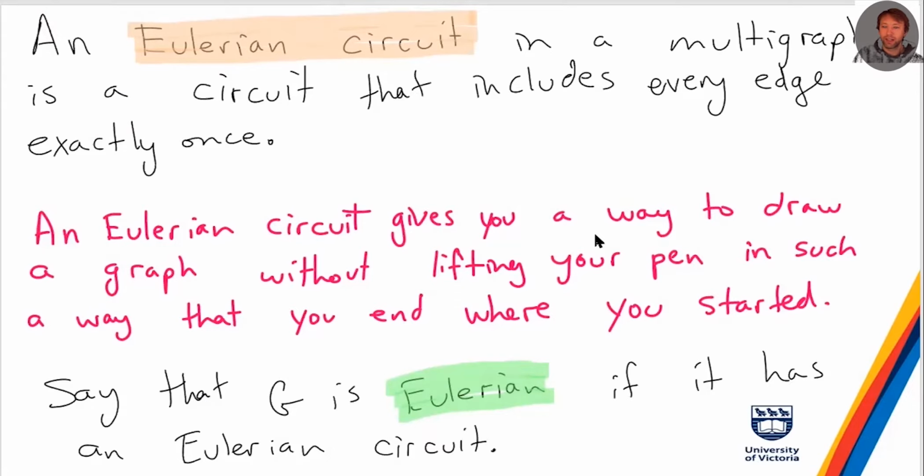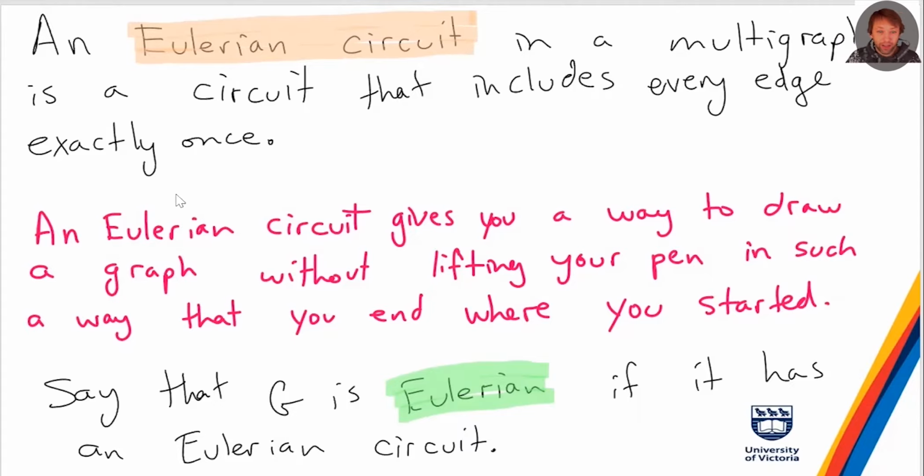Because Euler was interested in this, in honor of Euler, we've called these things Eulerian circuits. An Eulerian circuit in a multigraph is a circuit that includes every edge exactly once. In other words, it's a walk in a graph that starts somewhere, and you walk around the graph, you use every edge exactly once. Okay, you might use a vertex more than once, but you use every edge exactly once, and you end up at the same place where you started.